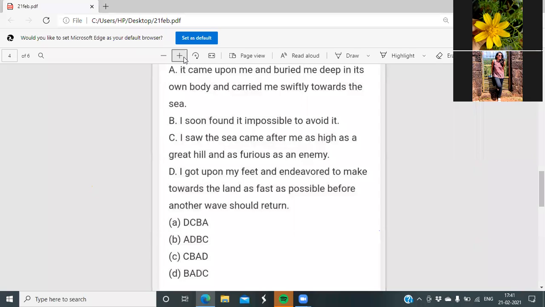He was trying to escape, but the waves were approaching him very fast. Then it will be, I soon found it impossible to avoid it. As the wave was approaching, he was finding it very difficult. And then he has clearly mentioned that the wave was approaching him. Lastly, we can say it came upon me and buried me deep in its own body and carried me swiftly towards the sea. Now, did you understand why we have selected option A? See the chronology.